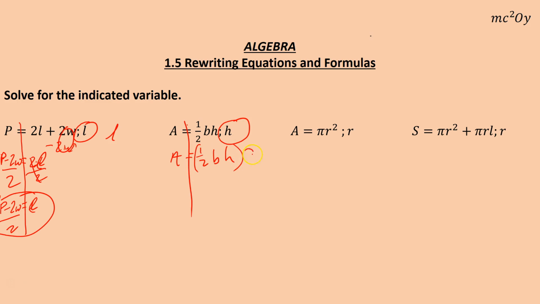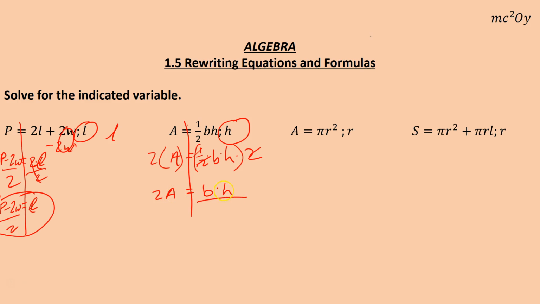I'm going to just multiply everything by 2, the common denominator. Okay, and 1/2 times that times 2. Well, 1/2 times 2 is 1. So really a 1/2 and a 2 cancel out, so I'm left with BH. B times H equals 2A. And that makes it a lot easier.